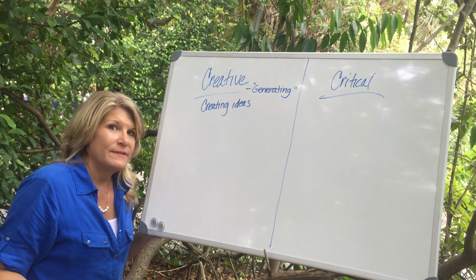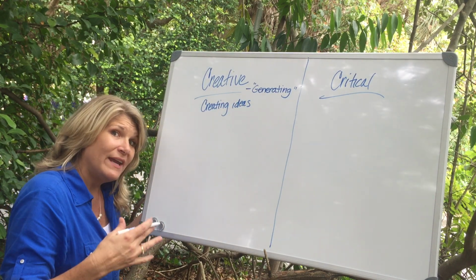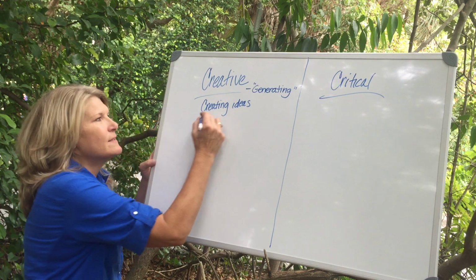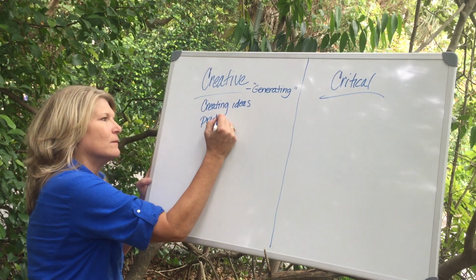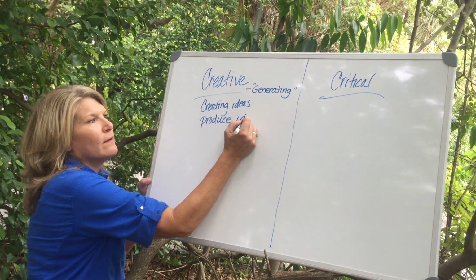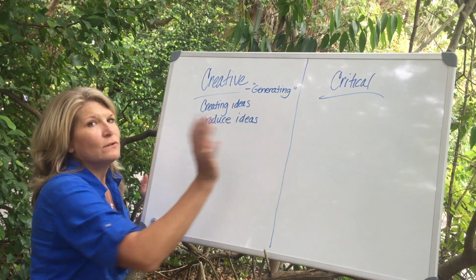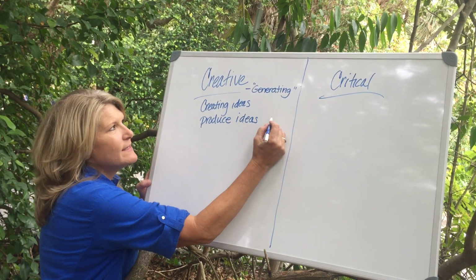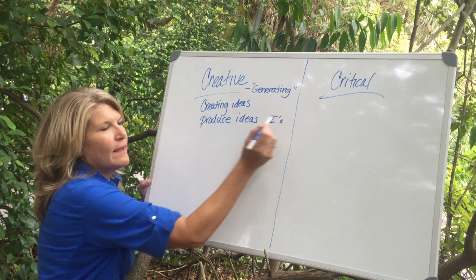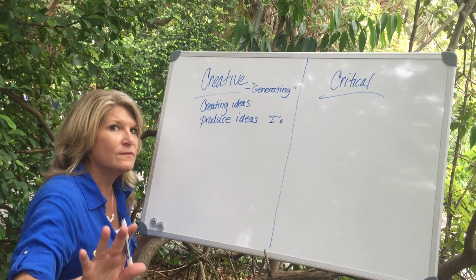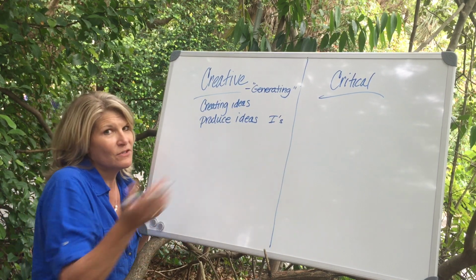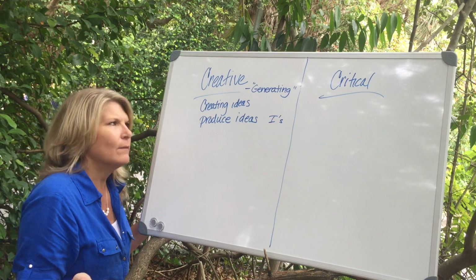What else might help describe that? Generating, creating, producing. So you could produce ideas. And if you can't write as quickly as I can, then learn to abbreviate. Maybe instead of ideas, you want to write IS. Okay? Whatever works for you. You need to remember your abbreviations and what they mean, or it's not going to be helpful.